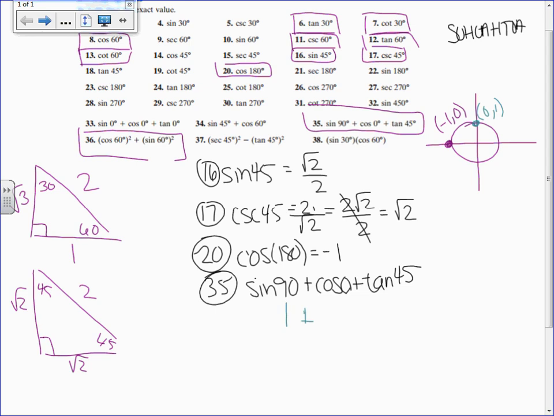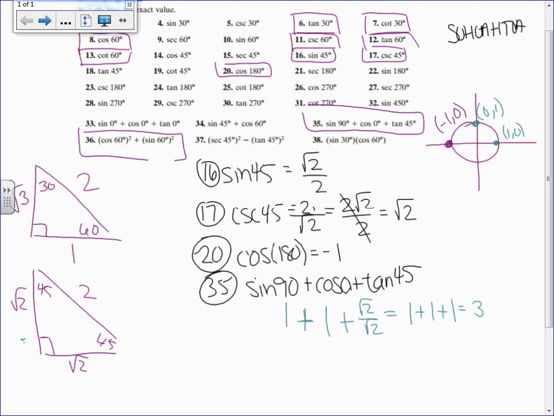Plus the cosine of 0. 0 is on my unit circle right here, 0 degrees, and that is the point 1, 0. So the cosine of 0 is my x value right there, which is also 1. Plus, and then tangent of 45, I'm going to have to come back over here to my special right triangle. Tangent of 45, opposite over adjacent, you get the square root of 2 over the square root of 2. But that's just 1. So I get 1 plus 1 plus 1. The answer is 3.